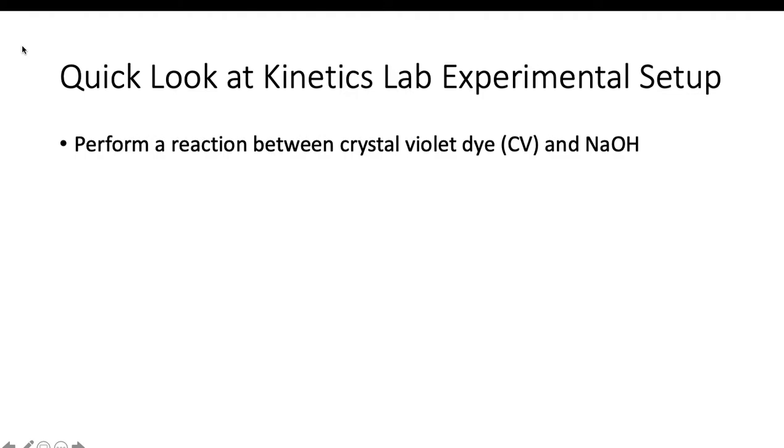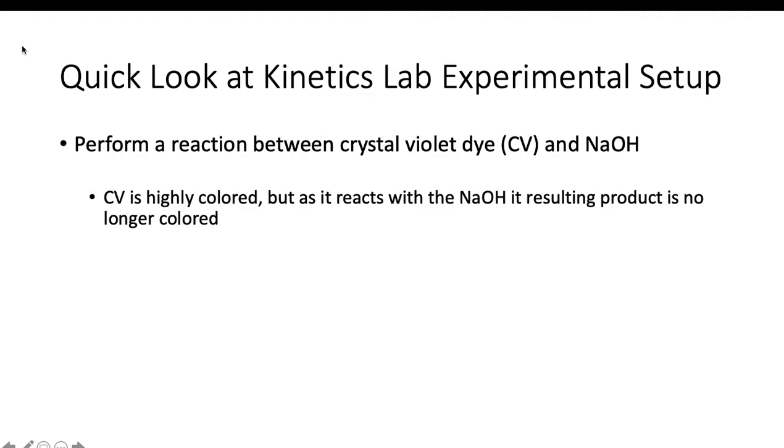The experiment that's being done, and where all of the data you're going to see in the Excel spreadsheet comes from, is looking at a reaction between crystal violet and sodium hydroxide. Crystal violet is a chemical dye. It has a very dark, intense purple color, like its name suggests. But if you react crystal violet with sodium hydroxide, the ensuing acid-base reaction will cause the crystal violet dye to lose its color.